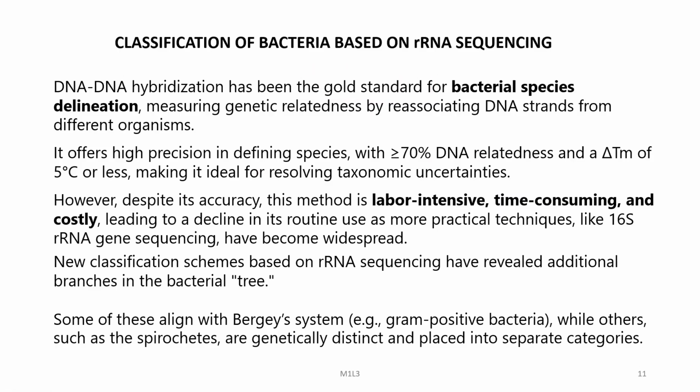However, despite its accuracy, DNA hybridization is a labor intensive, time consuming and costly procedure, and therefore, this has led to a decline in its routine use as more practical techniques like 16S RNA gene sequencing have become available and widespread. Therefore, new classification schemes based on RNA sequencing have revealed additional branches in the bacterial tree, and some of these align with Bergey's system, for example gram-positive bacteria, while others such as the spirochetes are genetically distinct and placed into separate categories.